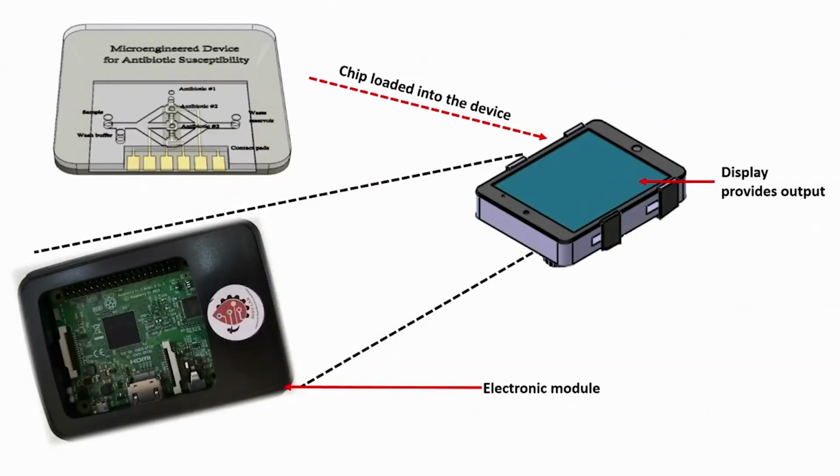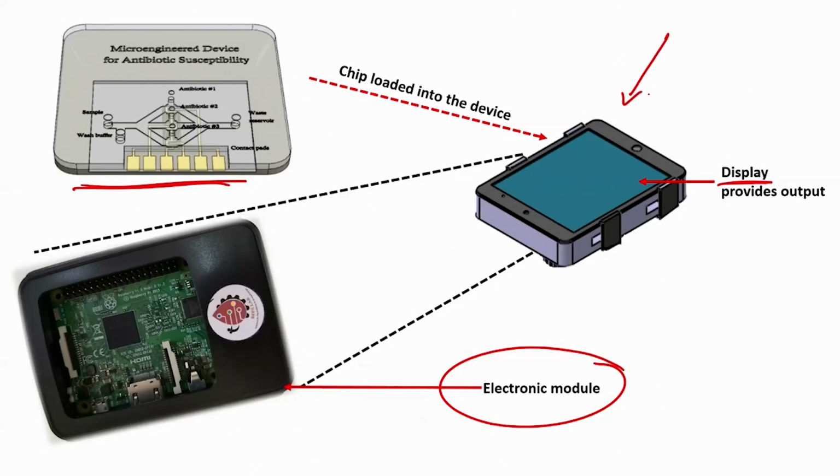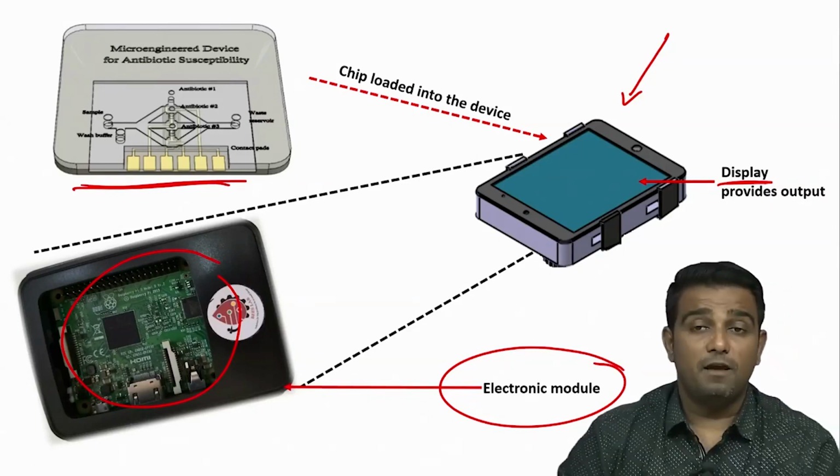Also see here, very interesting, we can also form an electronic module, and this electronic module will be integrated with a display, and then there is a port to load this chip inside this whole electronic module. This is the final device, in which there is a display and a port to load the chip inside this device, and then we have the electronics within this device. So whenever we measure the impedance, we can convert this impedance to a display format, showing whether the antibiotic is effective or not.